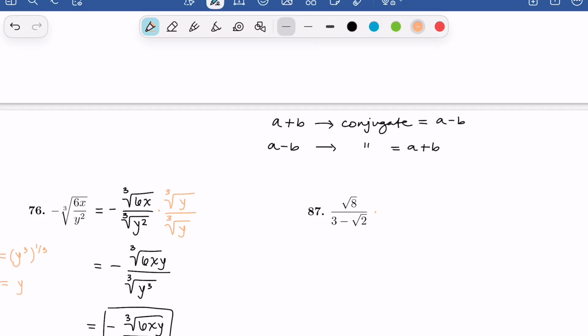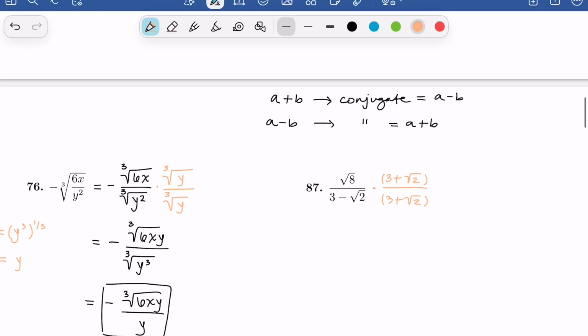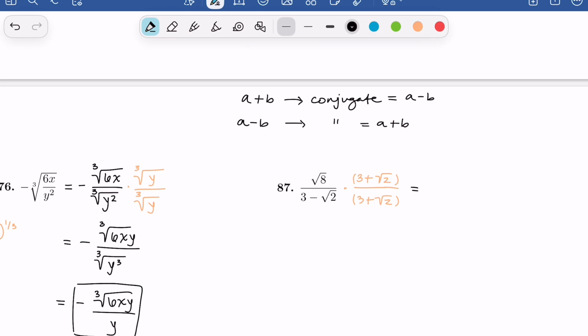The conjugate of our denominator in this case is going to be 3 plus square root 2. So we need to multiply the denominator by this, and whatever we do to the denominator, we also have to do to the numerator. So let's go ahead and multiply this out and see what we get here. In this case, we're going to have 3 times the square root of 8 plus the square root of 2 times the square root of 8.